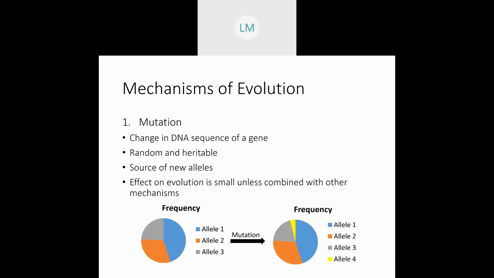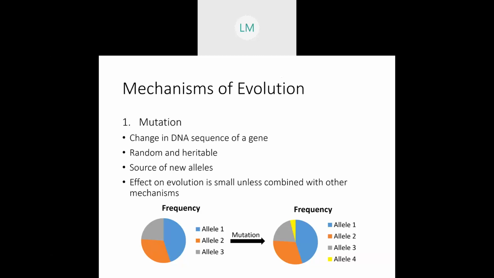So the first one is mutation. So this is a change in the DNA sequence of a gene. This is what we talked about in chapter 9, right there at the end, right? If we have a nucleotide that is changed or inserted or deleted, we can change the sequence of amino acids in our proteins. These proteins are coding for our phenotypes. So we can have new alleles created by mutation.